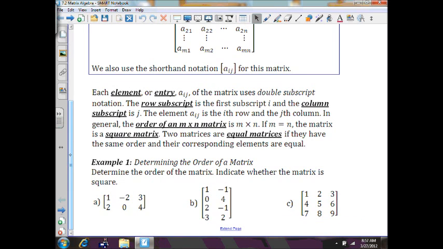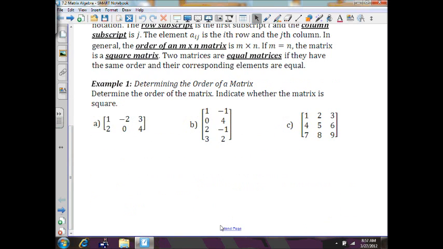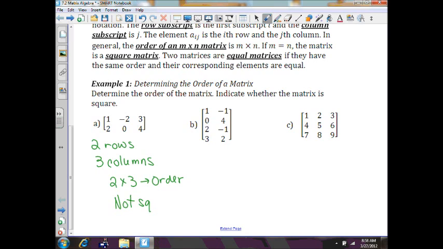So in example 1 here, we need to decide the order of the matrix and indicate whether or not it's square. Well, this has 2 rows and 3 columns. So this would be a 2 by 3, and that's the order. 2 by 3 is not square. Simple enough.